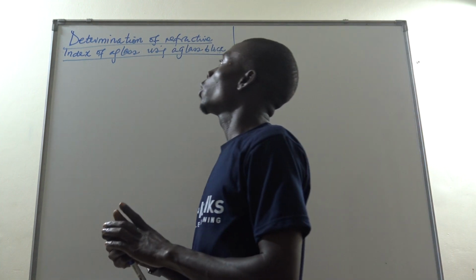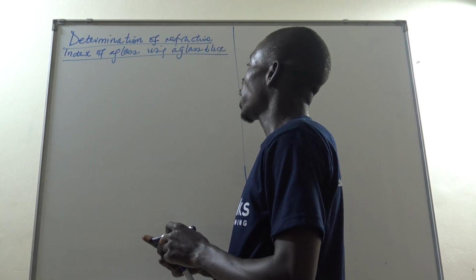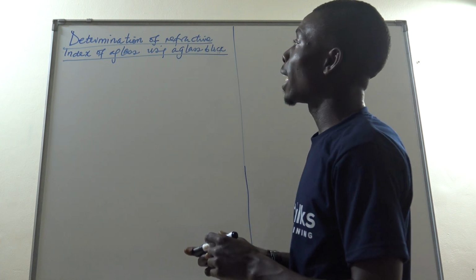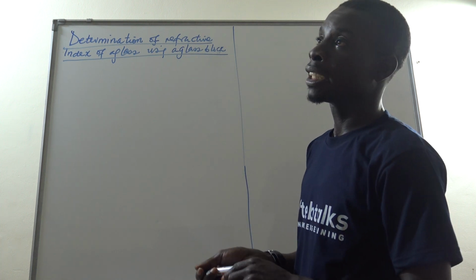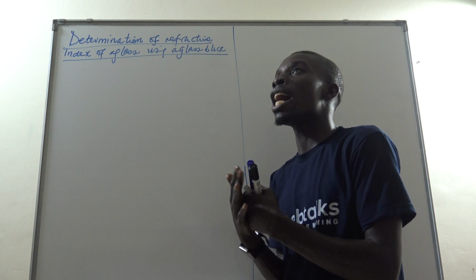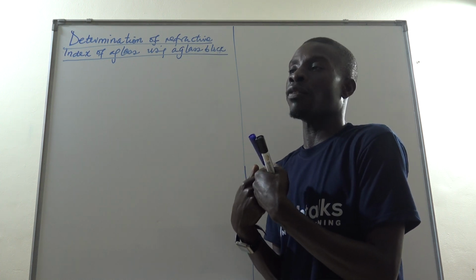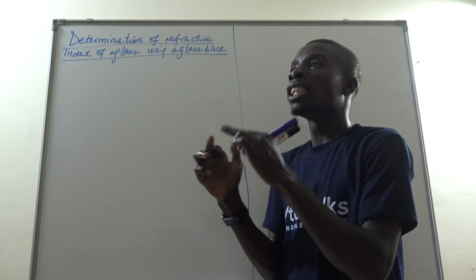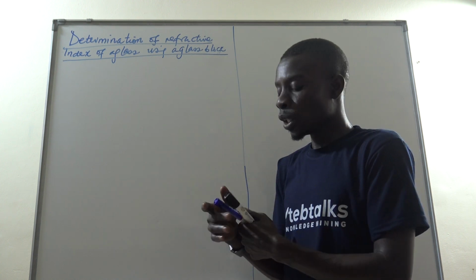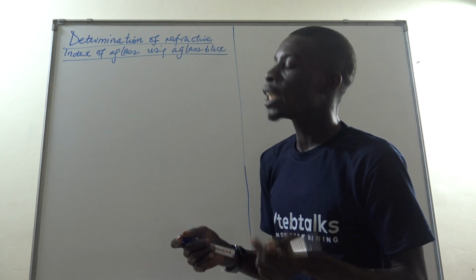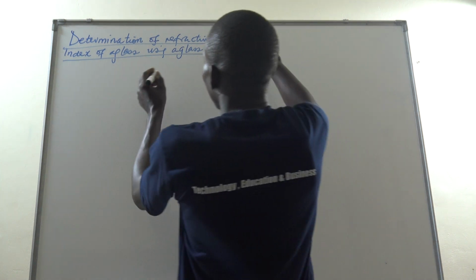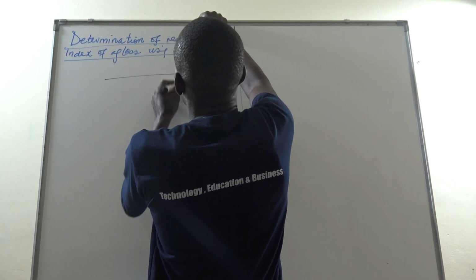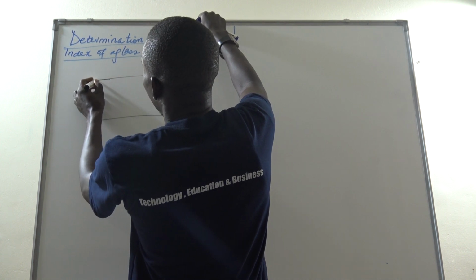So now let's look at the determination of the refractive index of a glass using a glass block. If we have a glass and we are required to determine its refractive index, and we make sure that it is in the form of a glass block, how do we determine the refractive index? We can have a simple drawing for our illustration here.